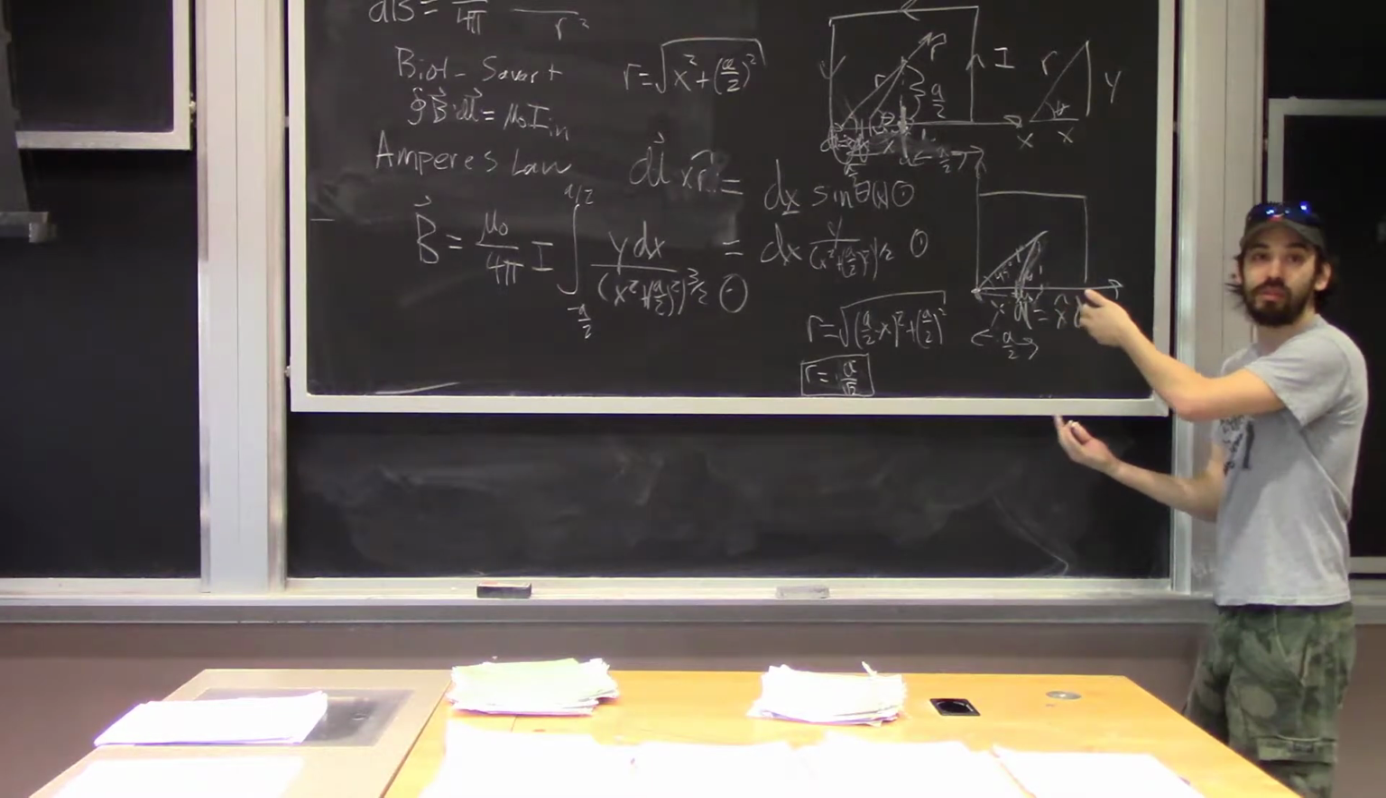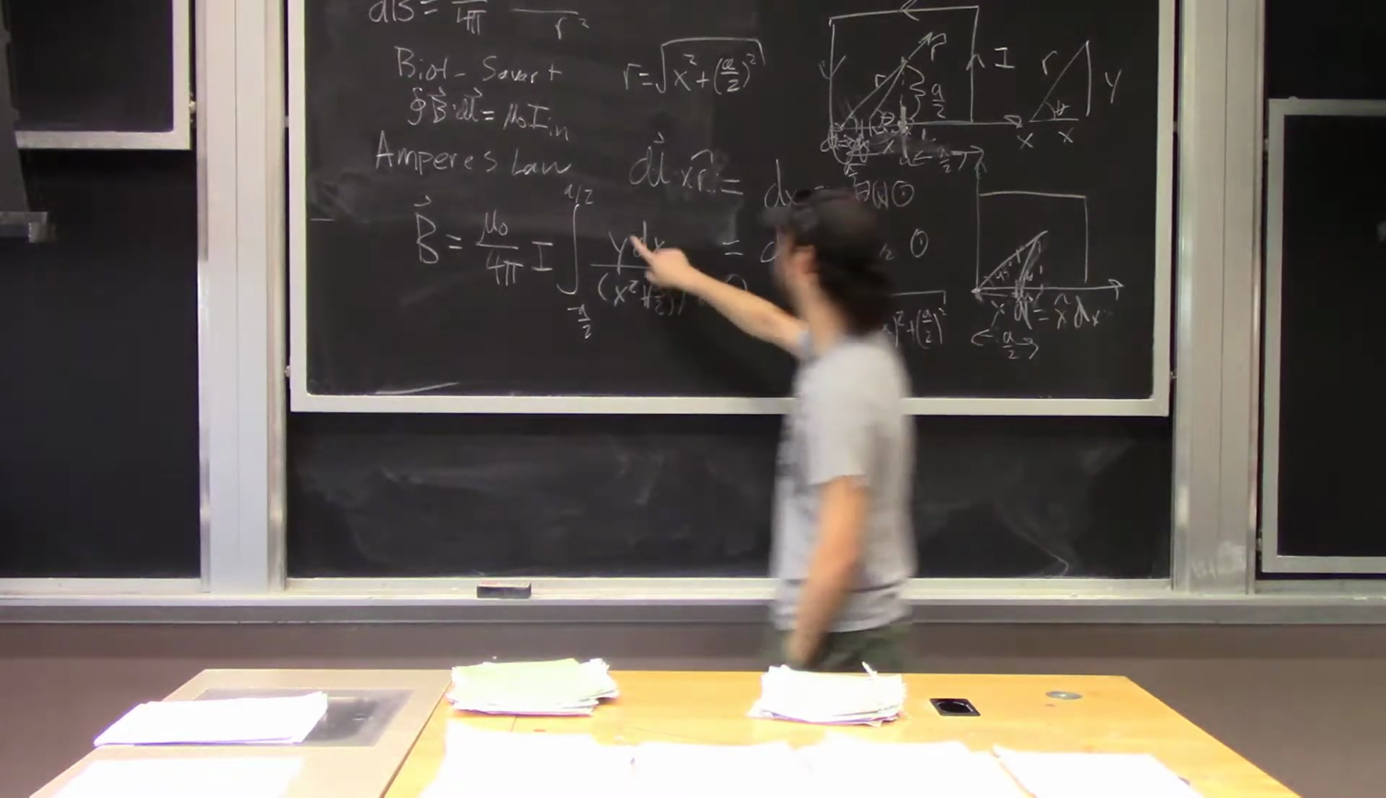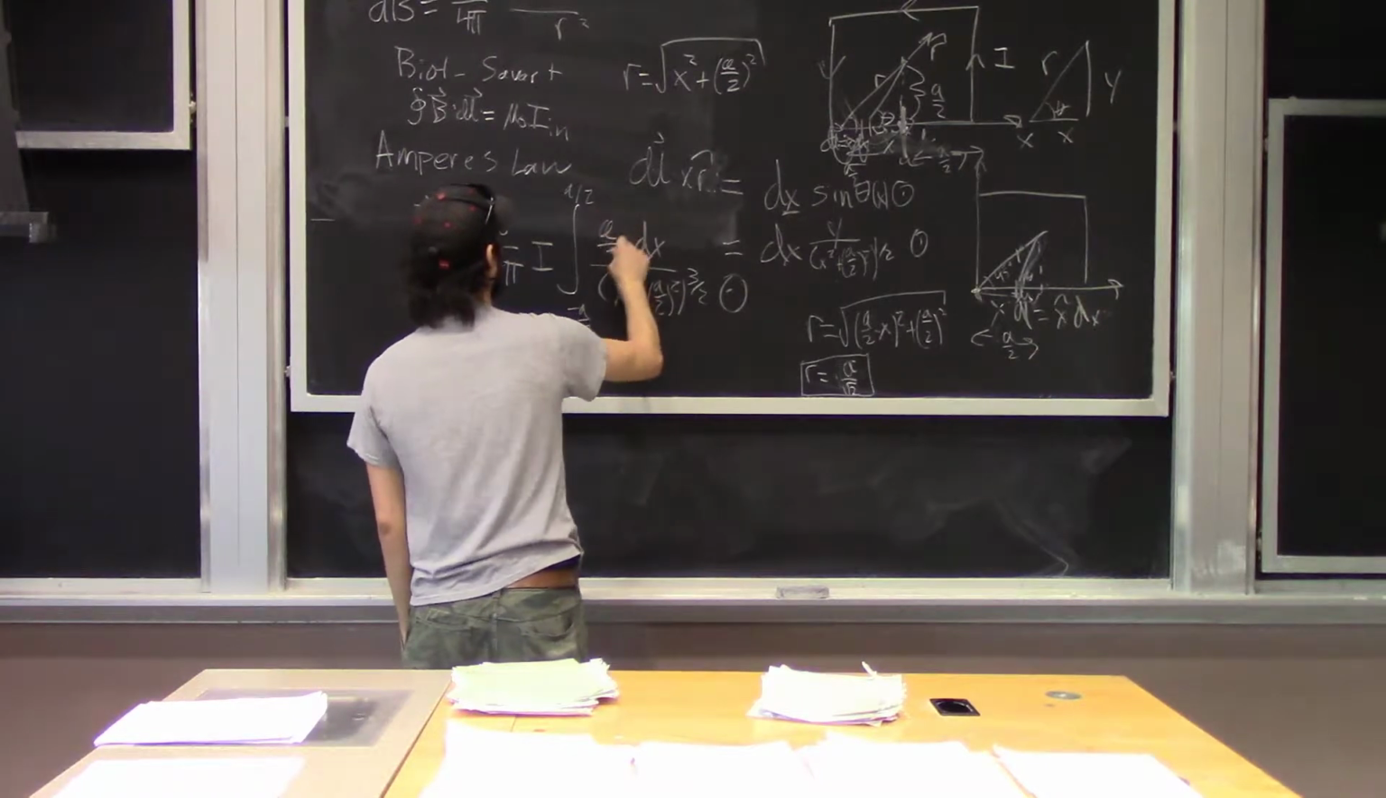Okay? Yeah? When you solved for sine theta, why did you use y instead of a over 2? I should have. This should be a over 2, because y is equal to a over 2. Yeah, thanks.